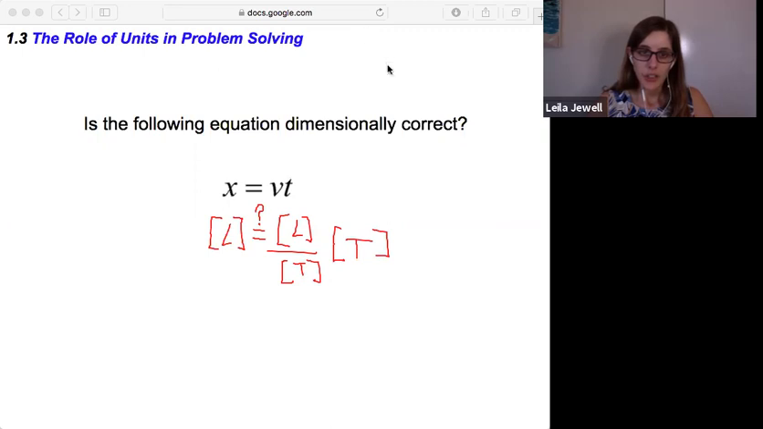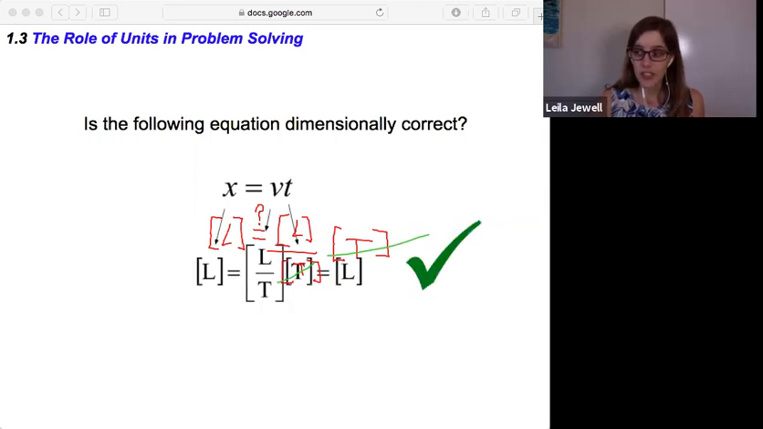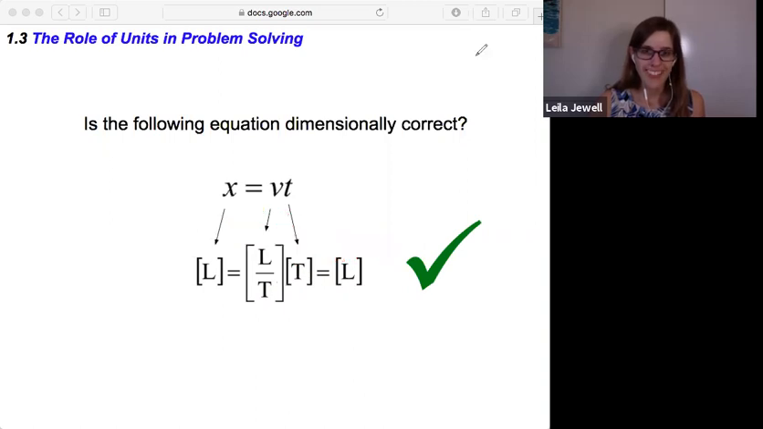And now look at what happens. The times perfectly cancel, and we're left with length is equal to length. So this one does in fact work out. We get that length is equal to length, and there is much rejoicing. So these were some simple examples. Let's try a more complicated one.